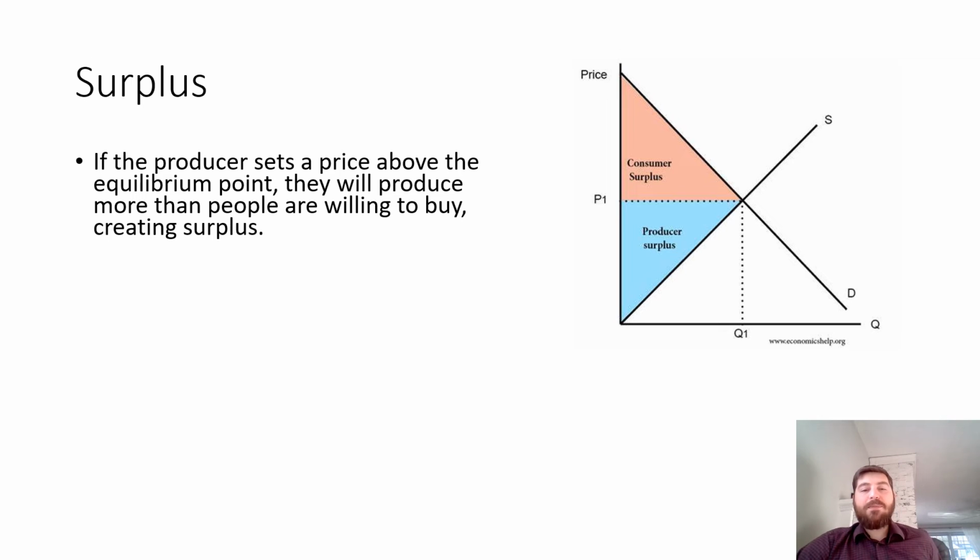If the producer sets a price above the equilibrium point, here's the equilibrium point, any price higher than this line right here is going to see the producer wanting to make a lot of that and sell it at that high price, but the consumer doesn't want to buy it at that price. So now there's more items on the store shelves than are being sold. Anything above this line is called a surplus. There's more items than are being sold.